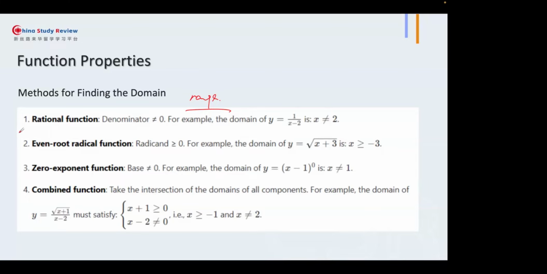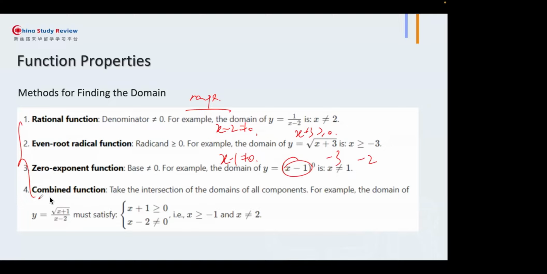So you have 4 kinds of function, which is typical. The first one is rational function. So for this one, it's fractional. By which I mean your denominator cannot be 0, right? And for the second one, you have even root radical function, which is with square root. So the part that is under the square root should be larger than or equal to 0. And for the third one, you have zero exponent function, which means this part, your base, cannot be 0, but it can be negative, all right? It can be -3, -2.